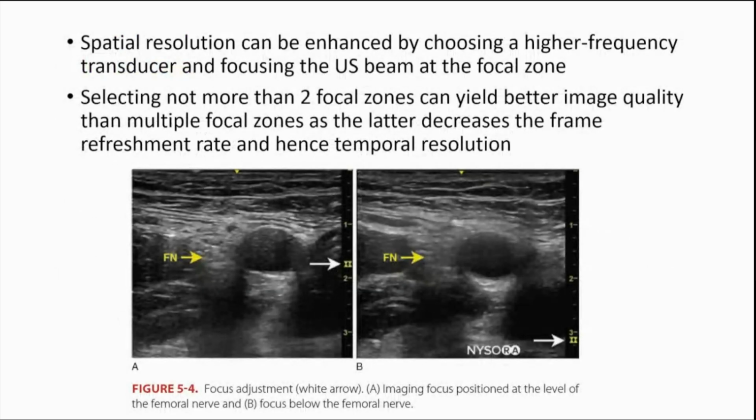The spatial resolution can then be enhanced by choosing a higher frequency transducer and focusing the ultrasound beam at the focal zone. Selecting not more than 2 focal zones can yield better image quality than multiple focal zones, as the latter will decrease the frame refreshment rate and hence the temporal resolution.